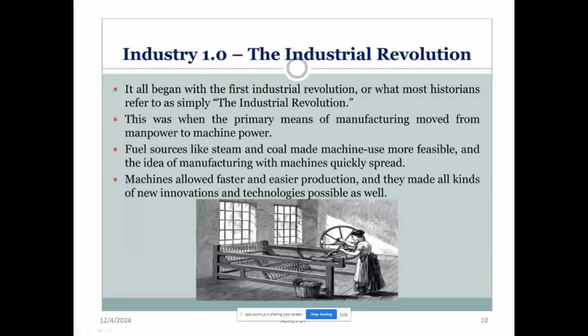See the mechanized work. The lady is doing the mechanized job. It all began with the first industrial revolution. Industry 1.0 is the first industrial revolution, referred to simply as the industrial revolution. It meant a shift from manpower to machine power, and fuel resources like steam and coal made machine use noticeable. People spread the applications of Industry 1.0, and everyone started to prefer the industrial revolution. Machines allowed faster and easier production. Productivity improved, and there were faster responses. That's why new innovations and technologies became possible.